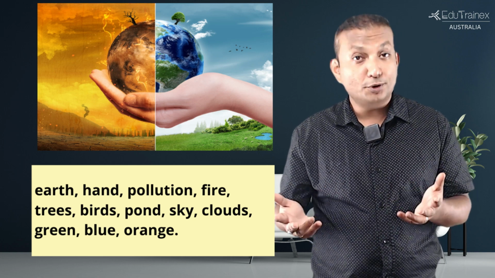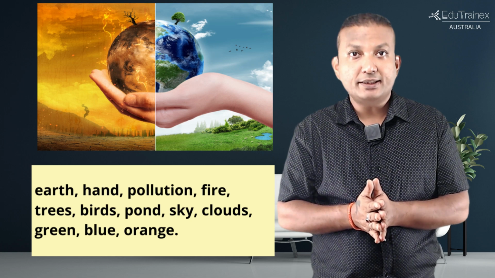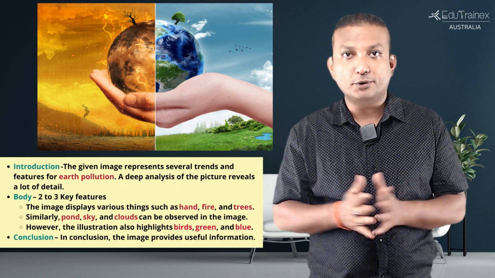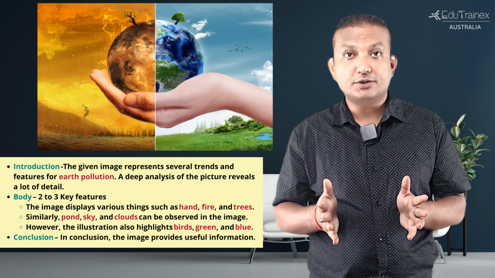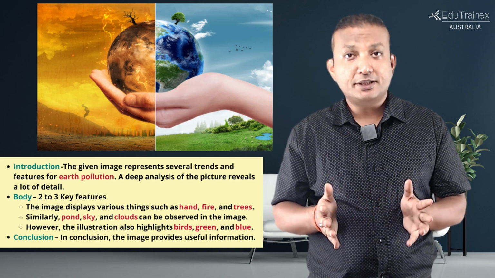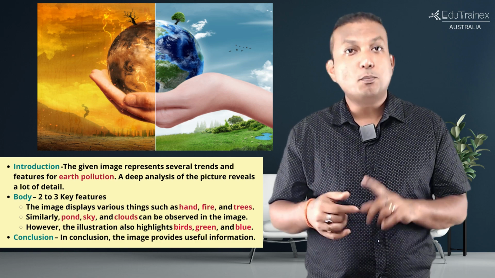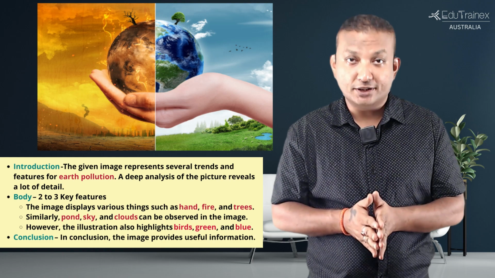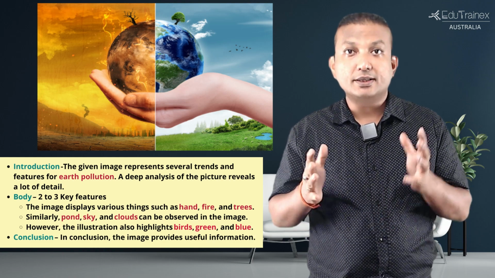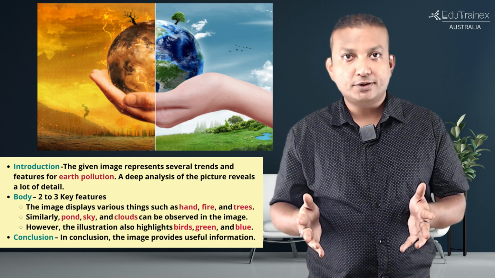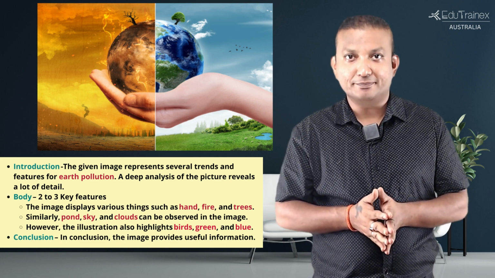green, orange, blue. And the response will be, the given image represents several trends and features for earth pollution. A deep analysis of the picture reveals a lot of detail. The image displays various things such as hand, fire, and trees. Similarly, pond, sky, and clouds can be observed in the image. However, the illustration also highlights birds, green, and blue. In conclusion, the image provides useful information. That's it. Again, a full score if you say this response fluently.